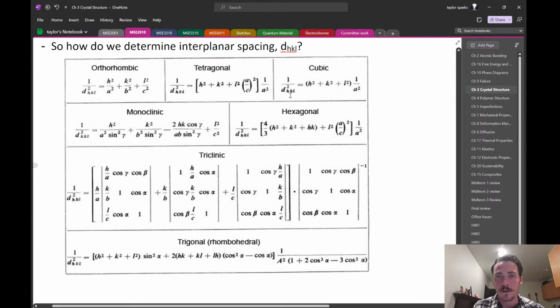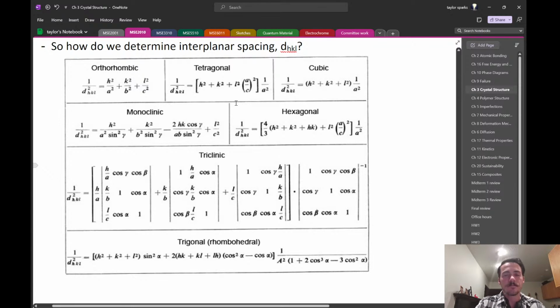The simplest is this cubic one. If you know what the H, the K, and the L are, you plug them in, you square them, you divide that by the lattice parameter of this material, and that will tell you what the 1 over the d spacing squared is. Similarly, you can calculate it for orthorhombic, tetragonal, hexagonal.